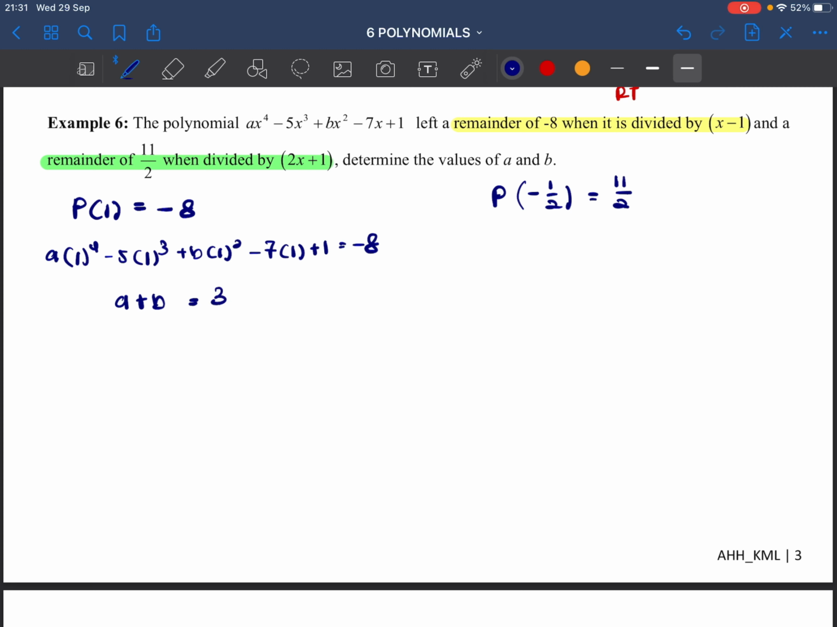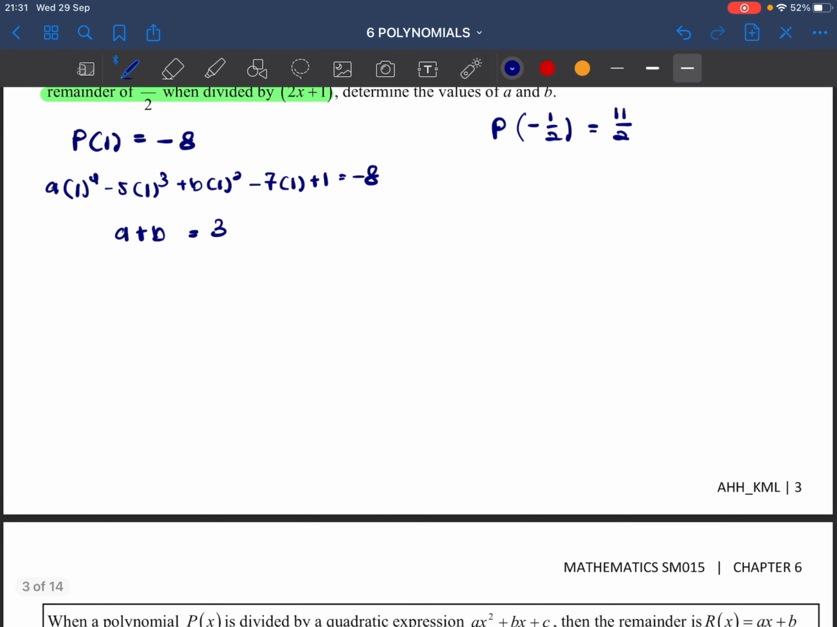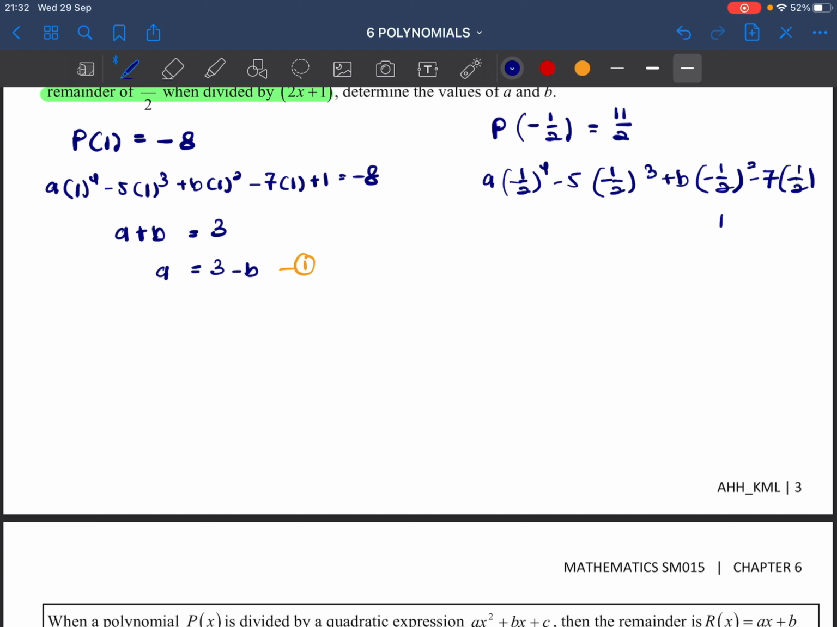3. Okay, so you can pause the video and calculate by yourself first, then check your answer. So we have A equals to 3 minus B. This is our first equation. Now let's proceed to this part here. Same thing, just substitute into our polynomial. A(1/16)... minus 5(-1/2) cube plus B(-1/2) square minus 7(-1/2) plus 1 equals to 11/2.